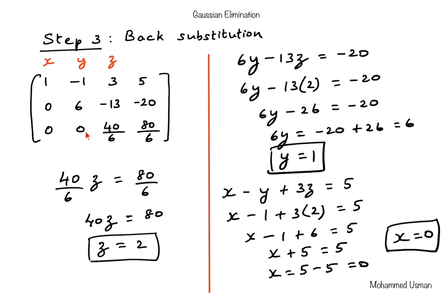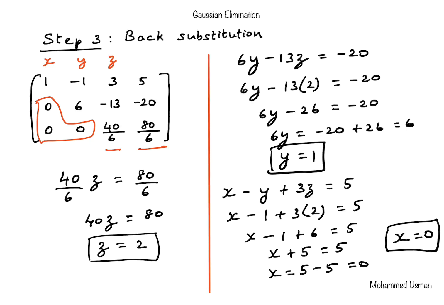Once we convert this into row echelon form, we can end up in 3 different situations. The first is a situation where the lower triangular elements are 0, and we have some numbers in this position and this position, so we can solve this. So this gives us a situation where we have a unique solution.